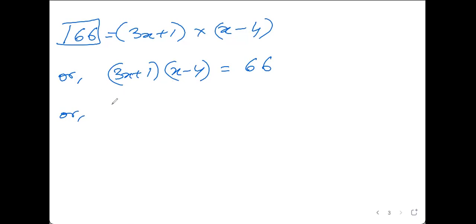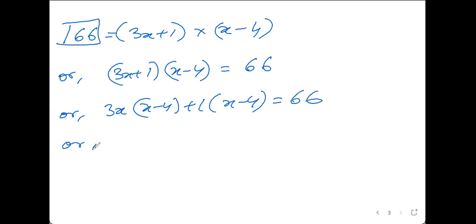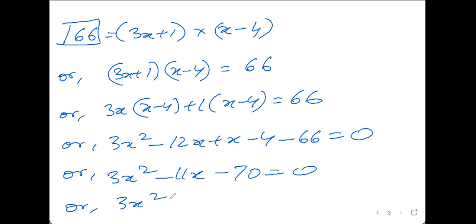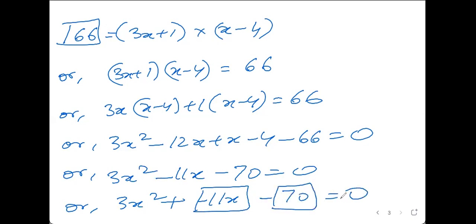It's fine. Then you do the multiplication. 3x into x minus 4 plus 1 into x minus 4 equals 66, or 3x square minus 12x plus x minus 4 minus 66 equals 0, or 3x square minus 11x minus 70 equals 0. But your textbook has given 3x square plus, so to write that answer we will just write it like this, minus 70 equals 0.